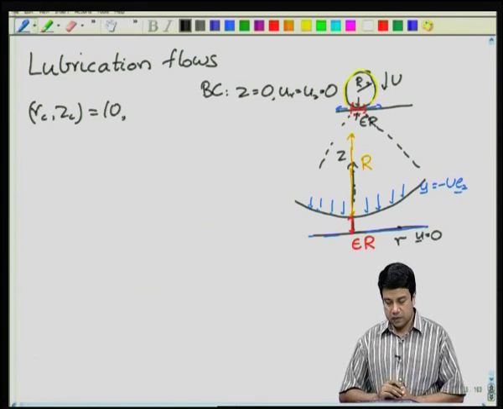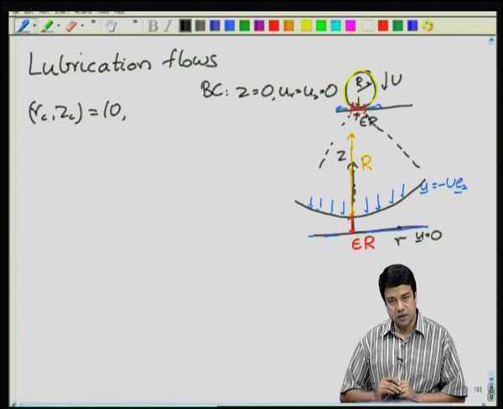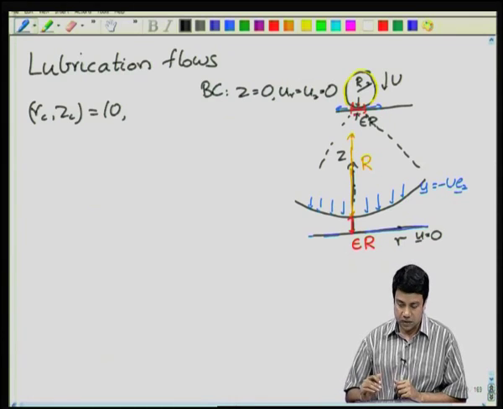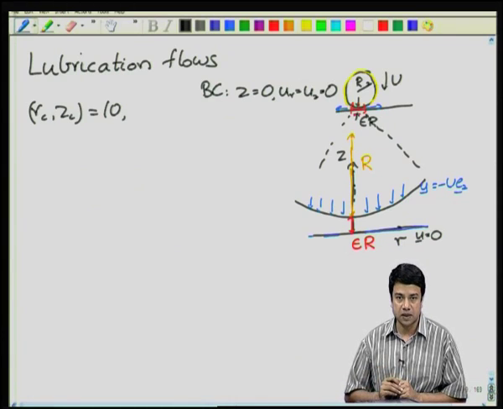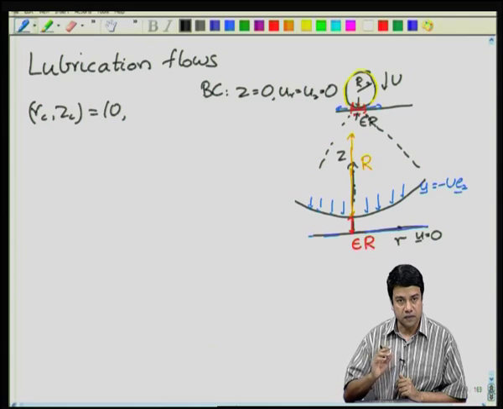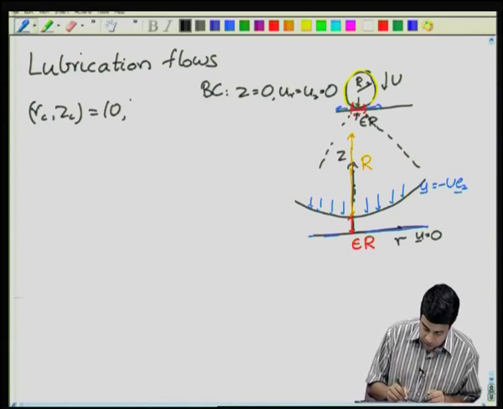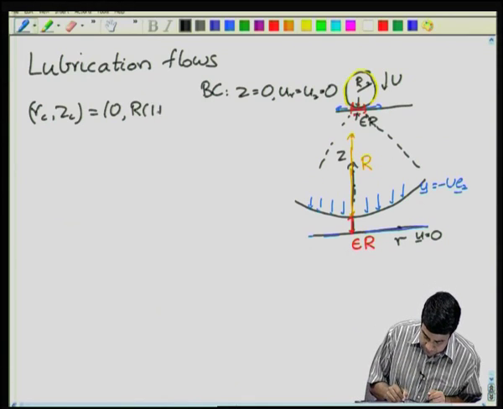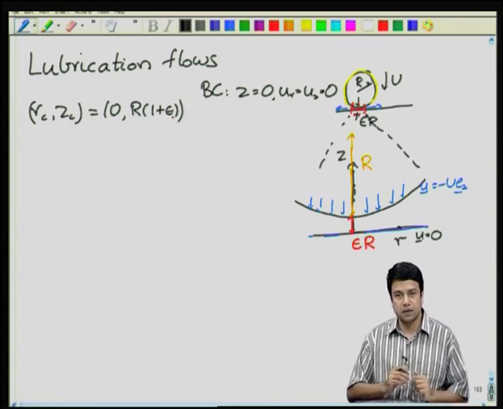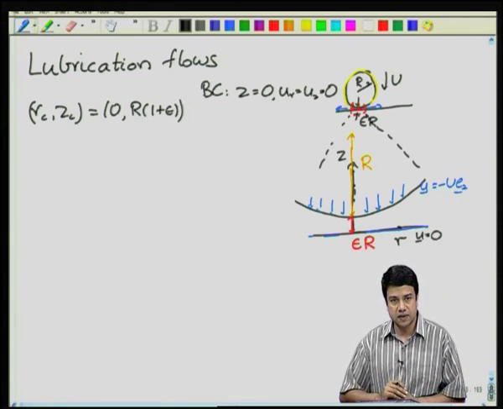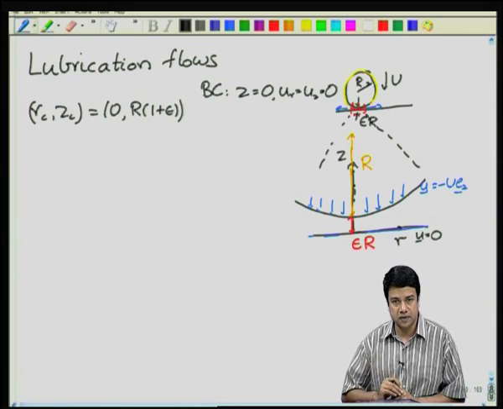The z coordinate, I have fixed my origin at the bottom surface. So, the distance to the top surface is epsilon times R. The distance from there to the center of the sphere is R itself. Therefore, the top surface is at R into 1 plus epsilon. So, the center of the sphere is at r c equal to 0, z c equal to R into 1 plus epsilon.